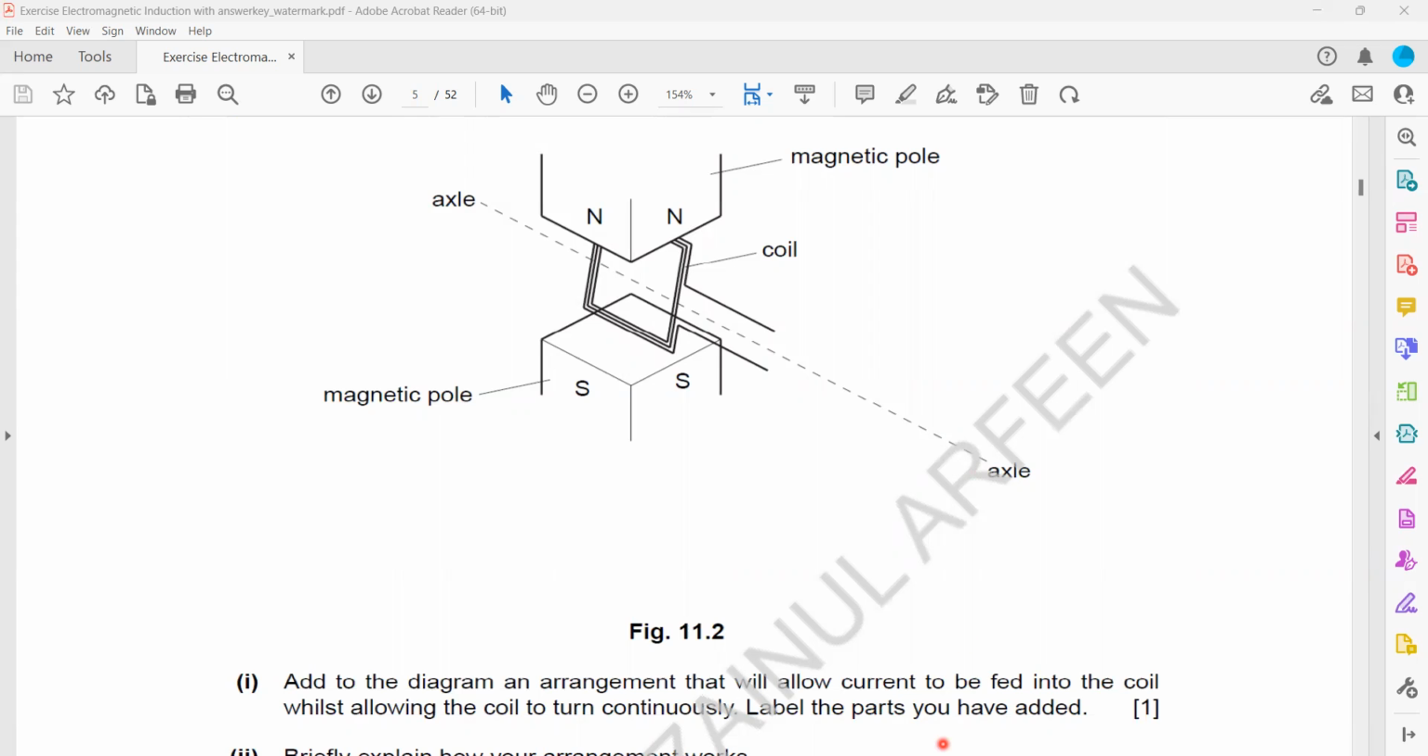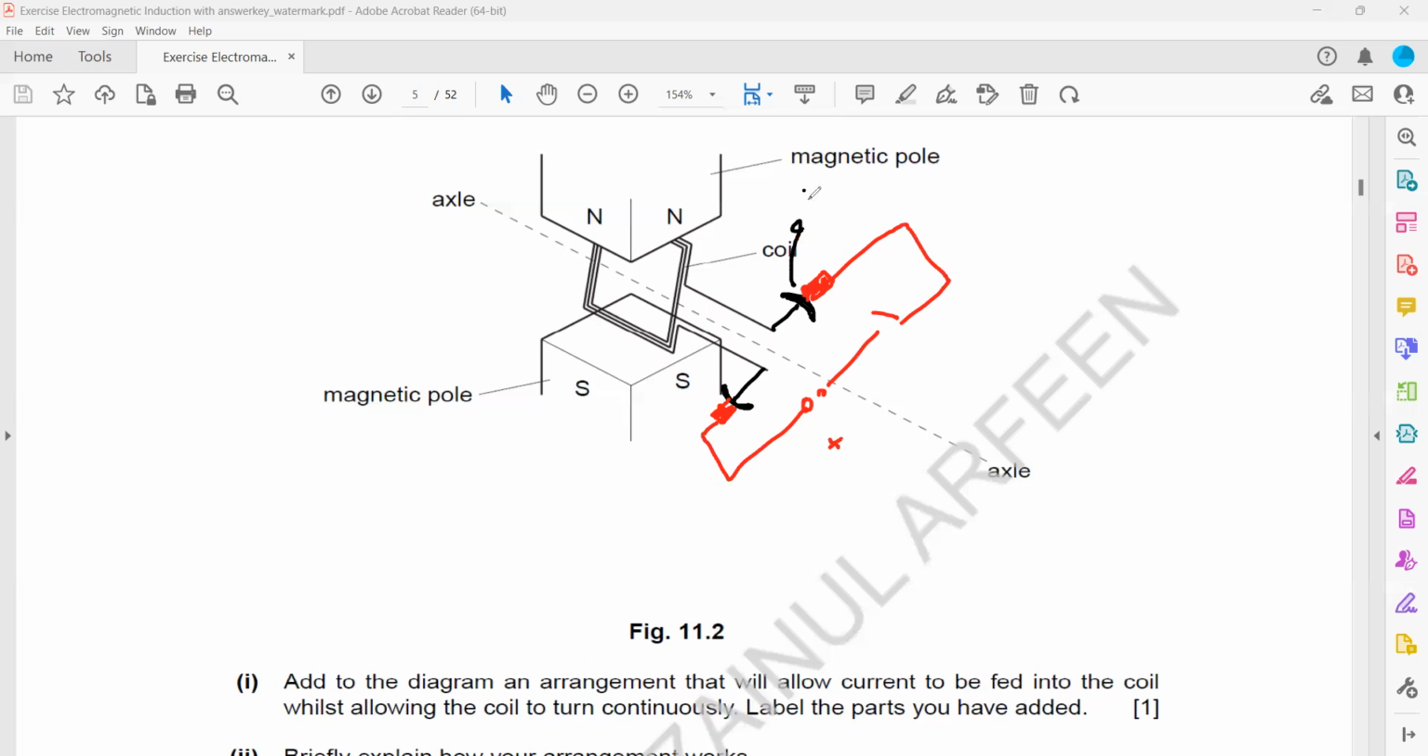So what we have to connect here: split rings should be there. As it's a DC motor, if it was an AC generator, then we should have slip rings. Then carbon brushes, then there will be a supply and a switch. So it turned out to be a DC motor. Add to the diagram an arrangement that will allow the current to be fed, and label the parts you have added.